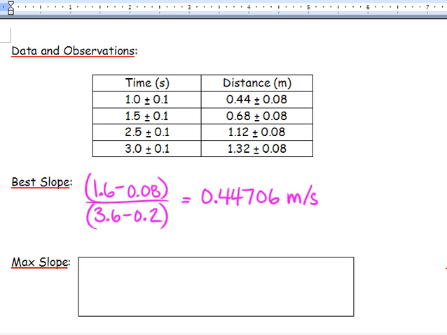We want to record lots of sig figs. So feel free to kind of go a little bit crazy. Take lots. I've got like 5. I'd say take at least 5. So take lots of sig figs. Make sure you got your units on there.